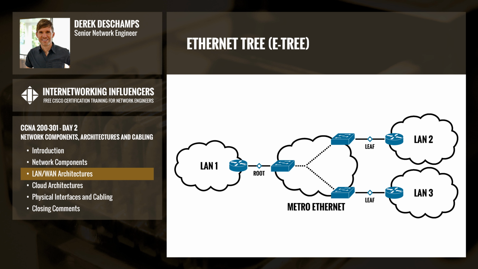And lastly, an Ethernet tree service, also known as E-tree, connects a single root UNI to multiple leaf UNIs in what's referred to as a hub-and-spoke configuration. This configuration allows communication between the root and leaf UNIs, but does not allow communication between leaves. An E-tree service is ideal for connecting a central LAN to multiple remote LANs when the remote LANs do not need to communicate with each other.